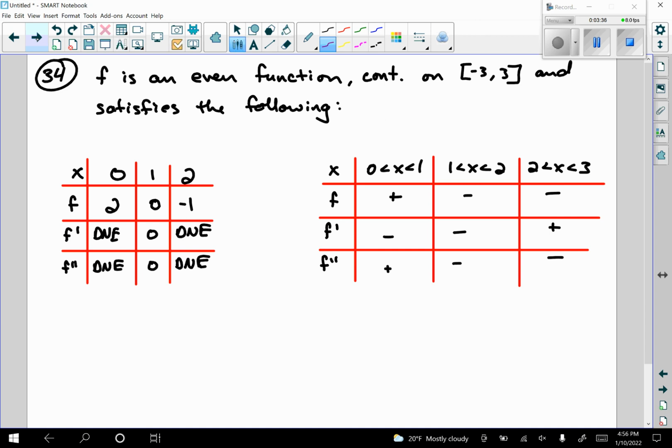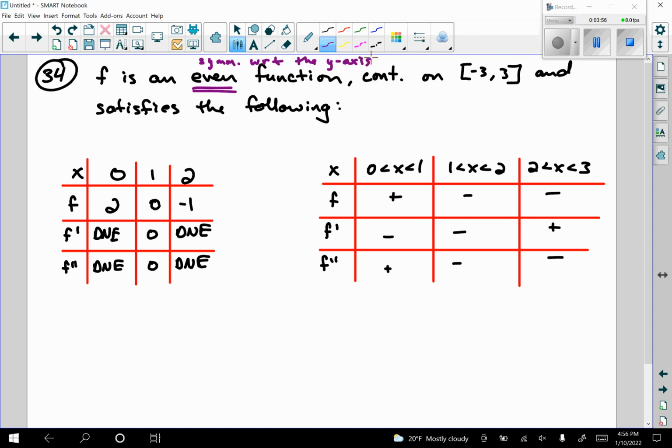All right, now when we look at 34, it says f is an even function, is continuous on the closed interval from -3 to 3, and it satisfies the following. Well, even functions mean our graph is symmetric with respect to the y-axis. So that information is going to be extremely helpful.